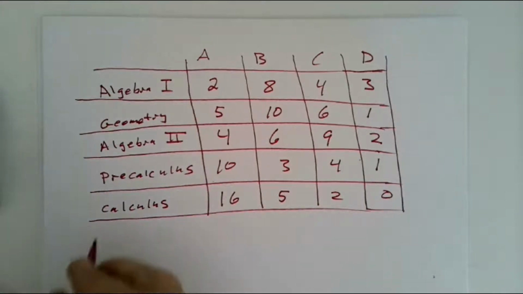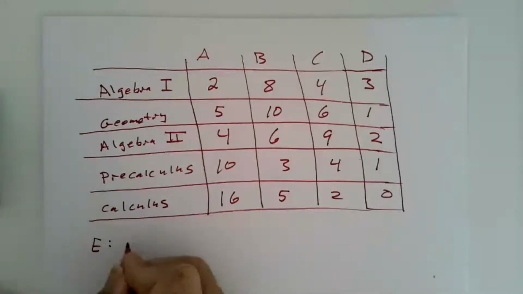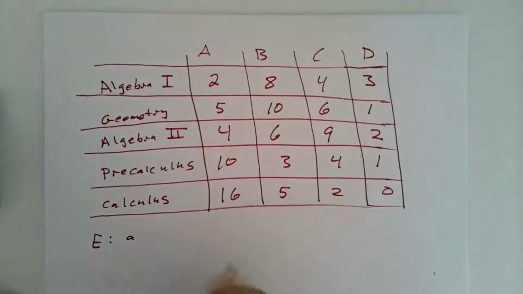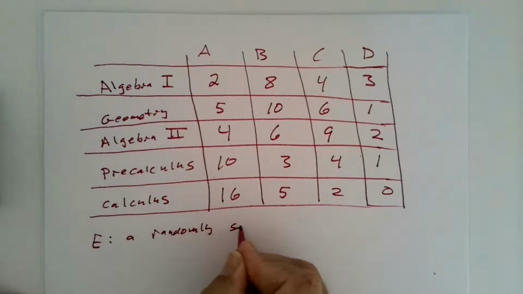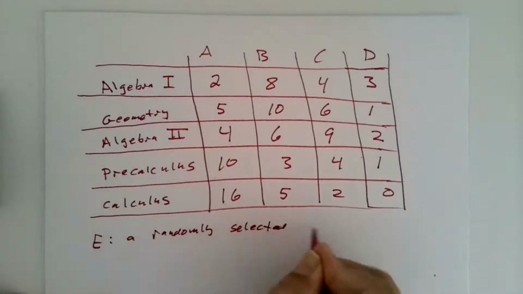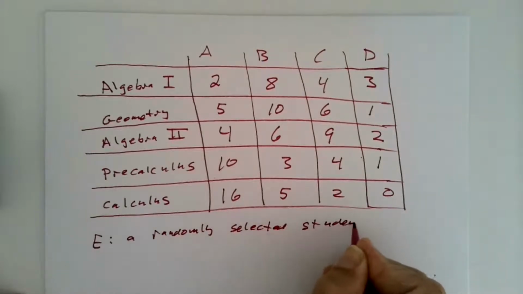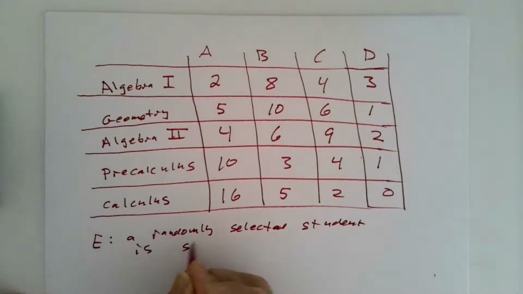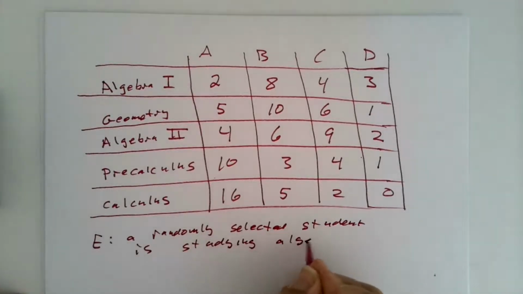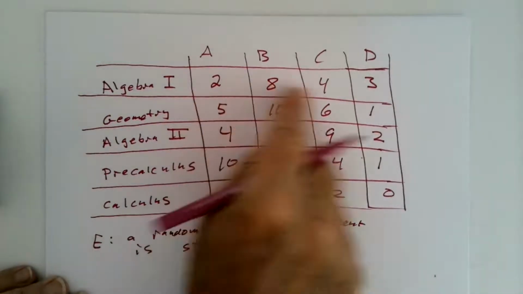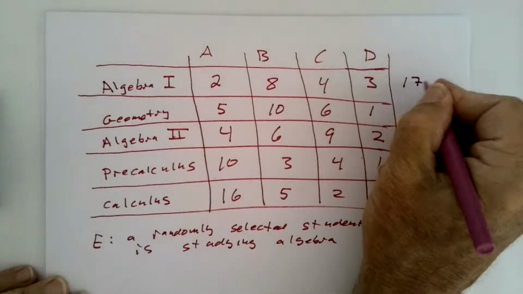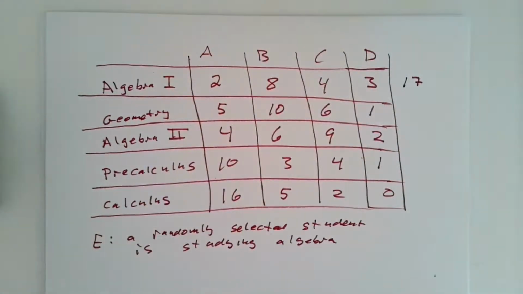questions. For example, we'll have E be the event that a randomly selected student is an algebra student. A randomly selected student is studying algebra. So to do that, we have to figure out how many algebra students we have and how many students we have altogether. 10, 14, we have 17 algebra students.